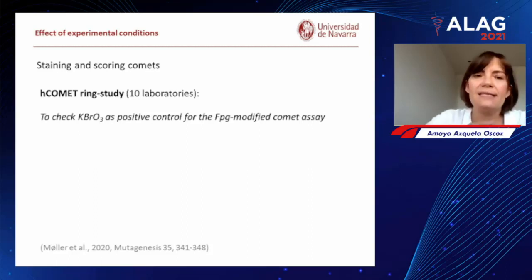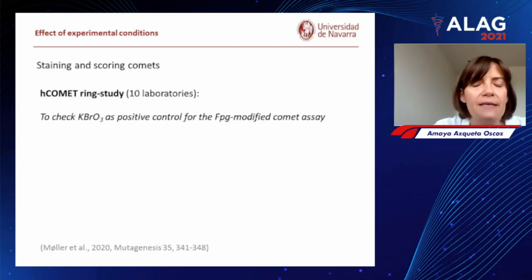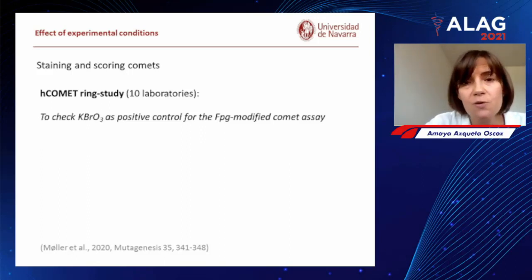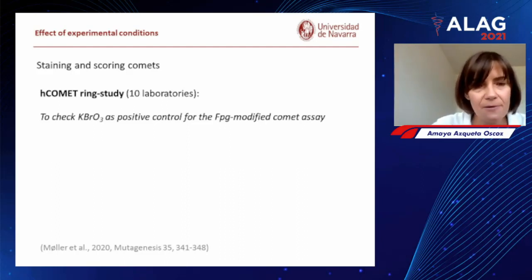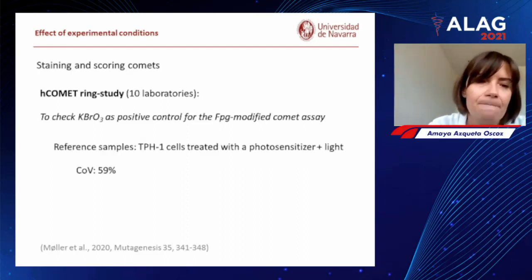Okay, staining and scoring is the last step of the protocol. And it also has an effect in the outcome of the assay. And I'm going to tell you the experience we have in hCOMET. We ran a ring study with 10 laboratories involved in it. The aim of this ring study was to check if potassium bromate was a good positive control for the FPG modified Comet assay.